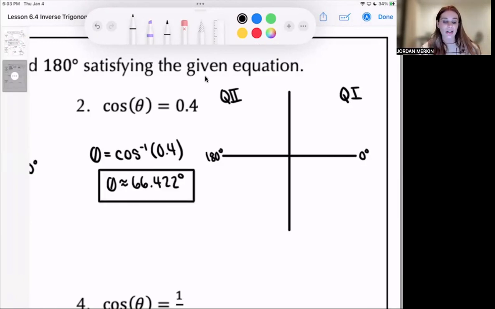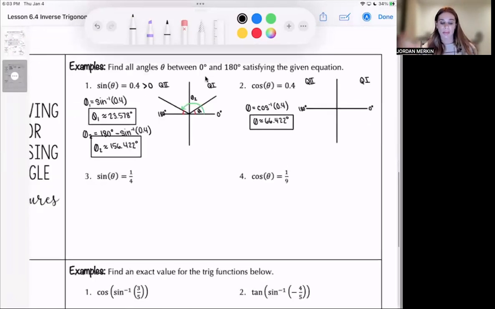Okay, go ahead and try numbers 3 and 4. So pause here and then we'll go over them together. All right, let's take a look at number 3.